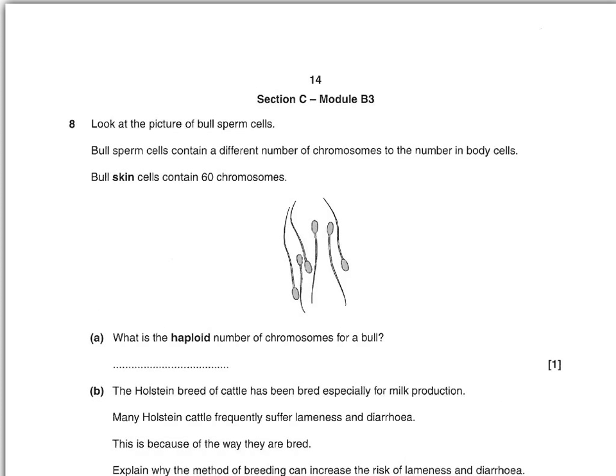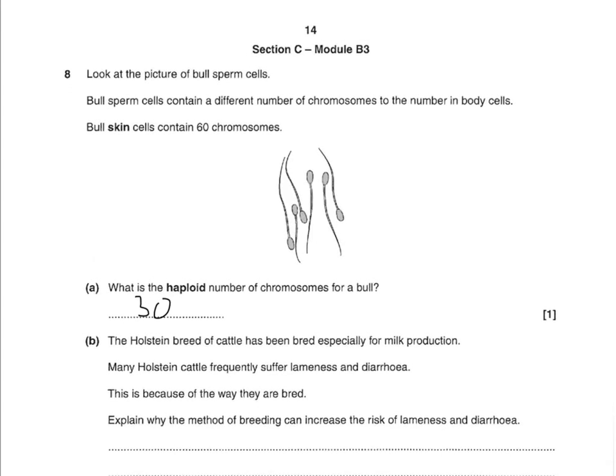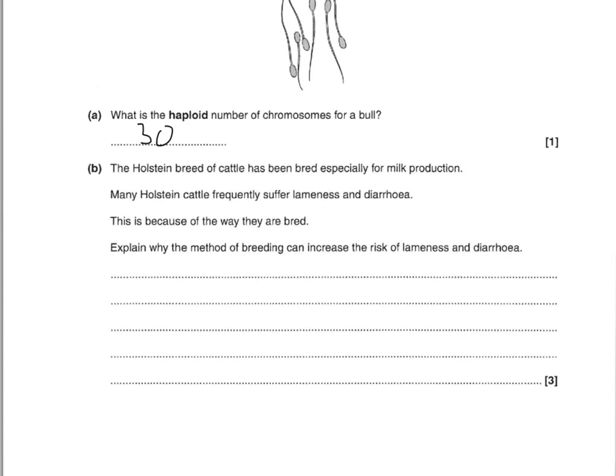So the first question says, look at the picture of bull sperm cells. Bull sperm cells contain a different number of chromosomes to the number in body cells. Bull skin cells contain 60 chromosomes. What is the haploid number of chromosomes for a bull? So the haploid number is always half the number of chromosomes. So that is 30. So give yourself a mark if you got 30 there. And then the next question.